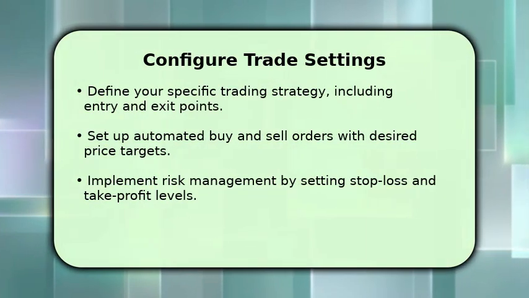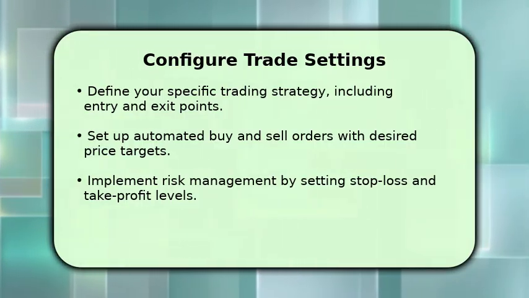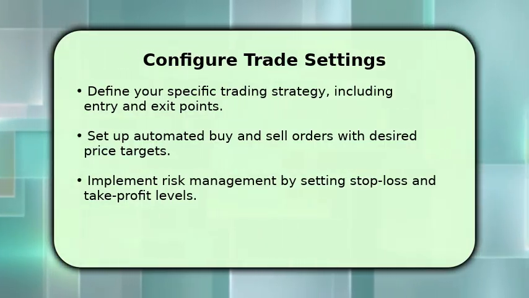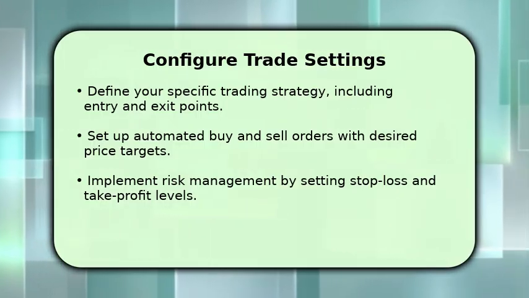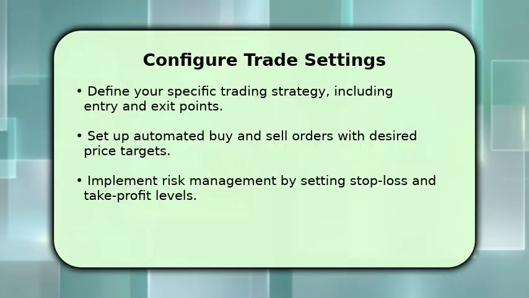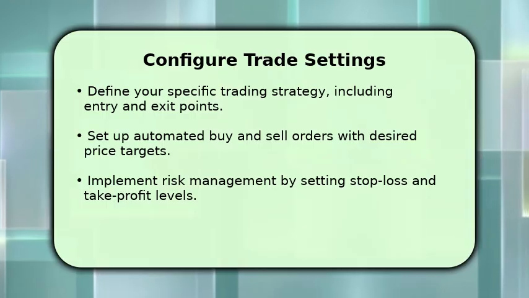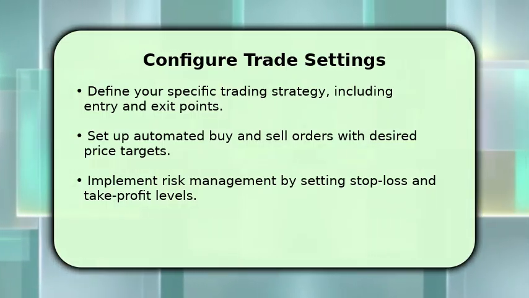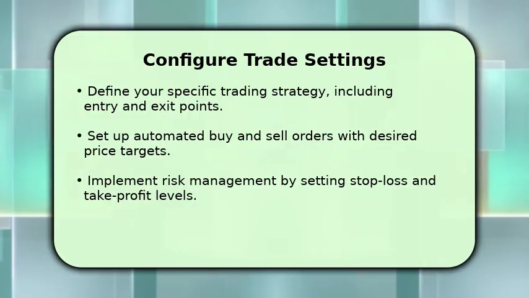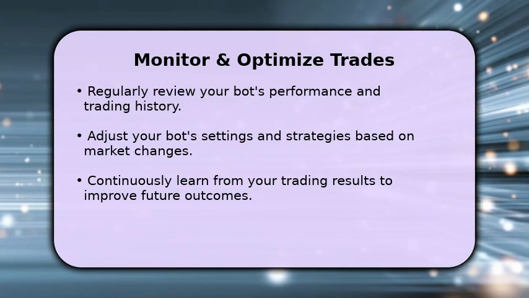Now, it's time to configure your trading parameters. Clearly define your strategy, deciding when you want the bot to buy and sell. Set up your automated orders, specifying the price points for both purchases and sales. Crucially, implement risk management by setting stop-loss orders to limit potential losses and take profit levels to secure your gains automatically.